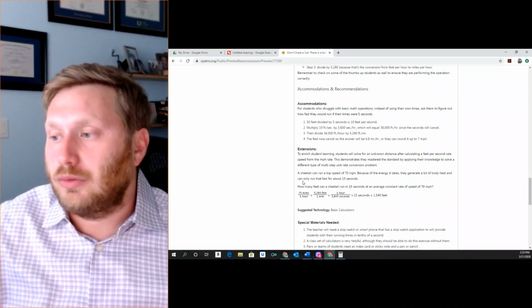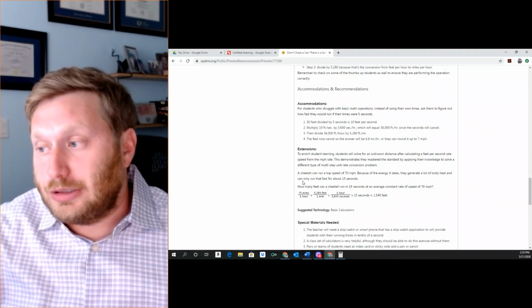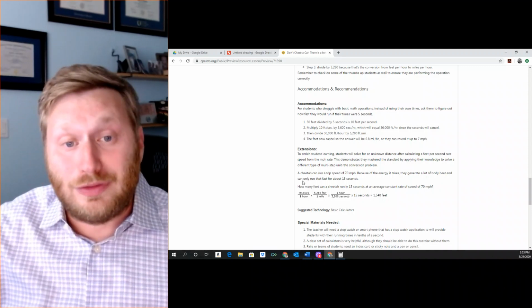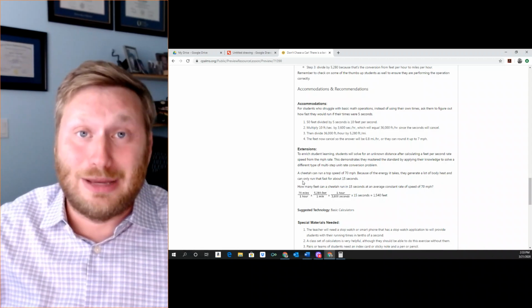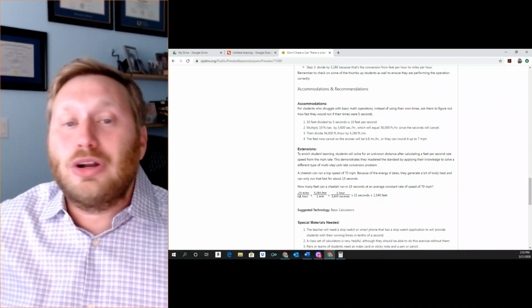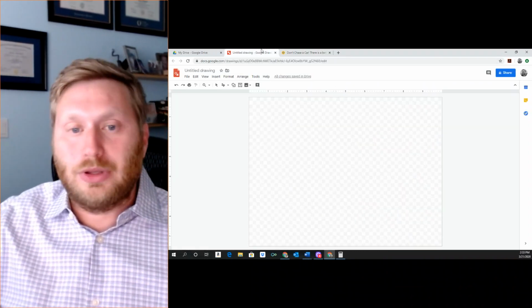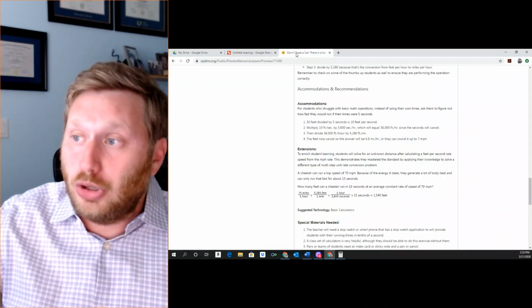A cheetah can run a top speed of 70 miles per hour. Because of the energy it takes, they generate a lot of body heat and can only run for 15 seconds. So they really don't run 70 miles in an hour. They get tired and they have to stop and take a break, drink water. That's probably what I'd do too, right? So we're going to calculate the feet per second so I can show you how to do unit conversion. It's a simple problem and it's straightforward.